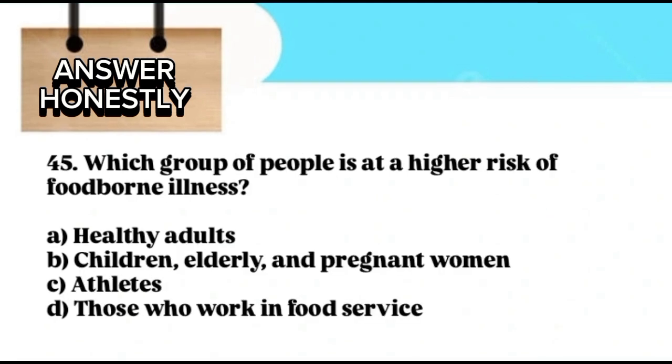Which group of people is at a higher risk of foodborne illness? A. Healthy adults. B. Children, elderly, and pregnant women. C. Athletes. Or D. Those who work in food service.